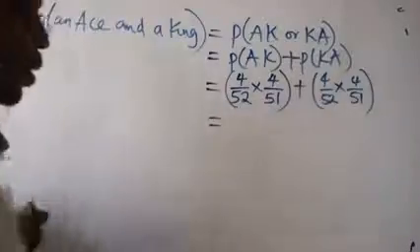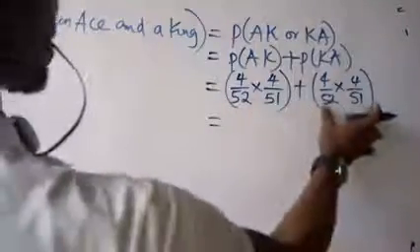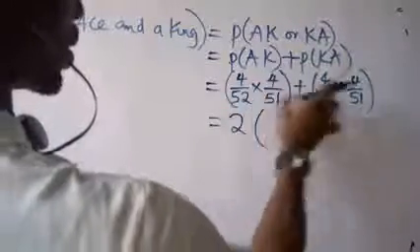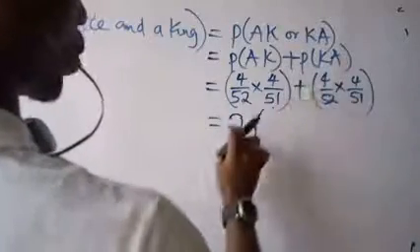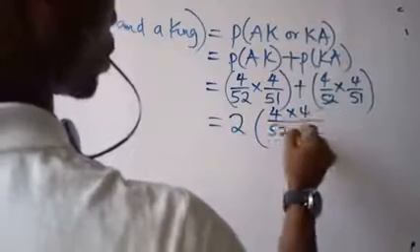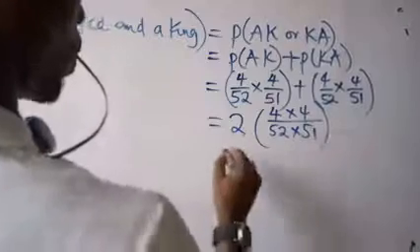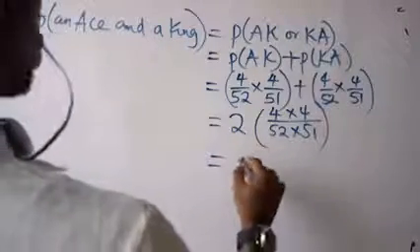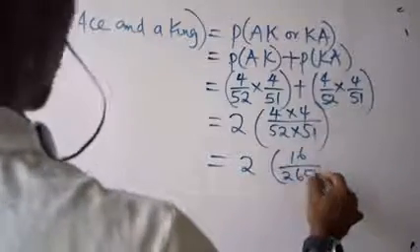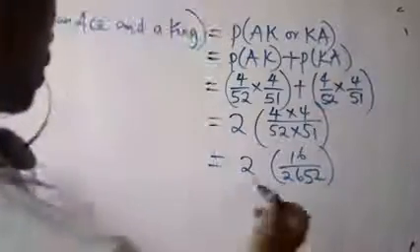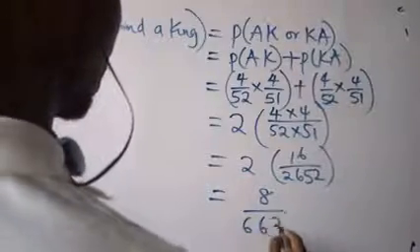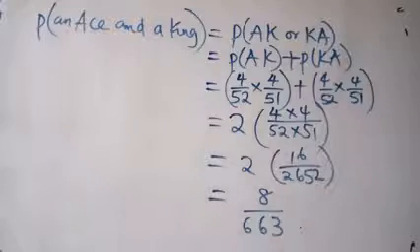So you solve this. When you solve it, this and this are exactly the same thing. So I could write it like this and just write, they are the same thing. This is the same thing as this. So I could write 2 times 4 times 4 over 52 times 51, which will give me 2 into 16 over 2652. And when you cut this, your answer will be 8 over 663. And that's how to solve it.